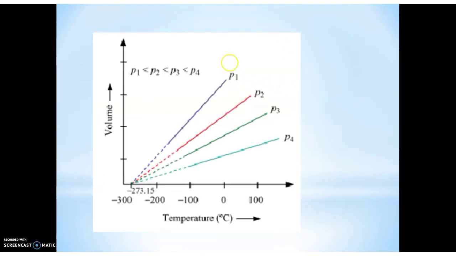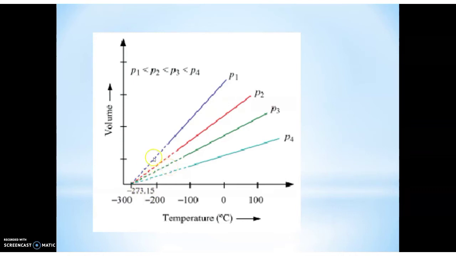And if you see this graph, you can see various constant pressures and various graphs. In each graph, what will be the variation? So here P1 is greater than P2, greater than P3, greater than P4. As temperature increases, the volume increases. But at minus 273.15, you can see some dotted line.